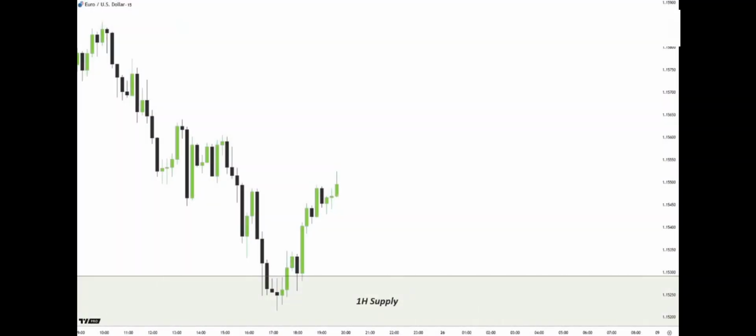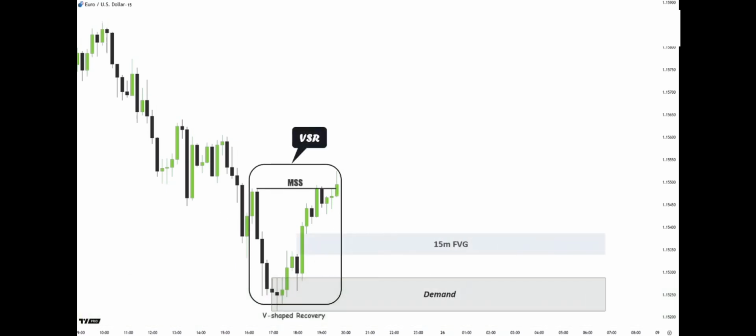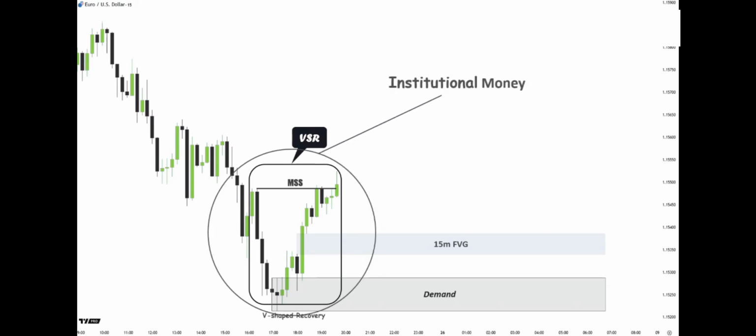For example, as you can see here, price suddenly drops, forms a swing low, and after tapping into a higher time frame demand zone, quickly rises back to its previous level, creating a clear V-shaped pattern. This move also leaves behind a new demand zone and a fair value gap. This V-shaped recovery shows that price found support at the bottom and was pushed higher by strong buying pressure, suggesting that smart money may have entered the market.